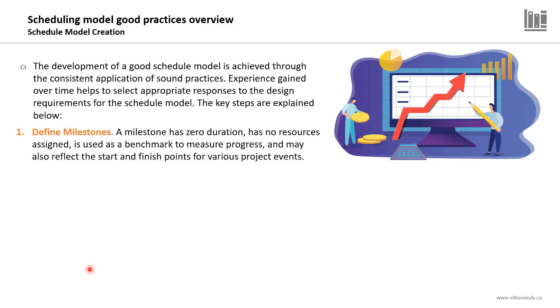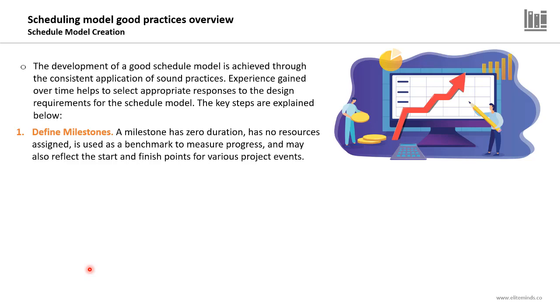The first step is defining the key milestones in the project. And a milestone, as identified earlier, is a significant event in the project with zero duration. It has no resources assigned. It is used as a benchmark to measure progress and may also reflect the start and finish points of various project events. So this is the milestone.